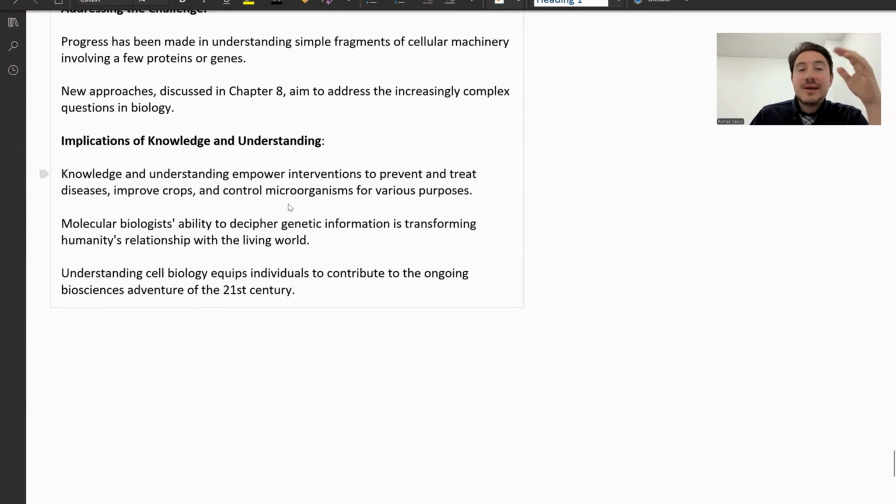Implications of knowledge and understanding: knowledge and understanding empower interventions to prevent and treat disease, improve crops, control microorganisms for various purposes. So, molecular biologists, right, their ability to decipher genetic information is transforming humanity's relationship with the living world. That's quite interesting there. Understanding cell biology equips individuals to contribute to the ongoing biosciences adventure of the 21st century.